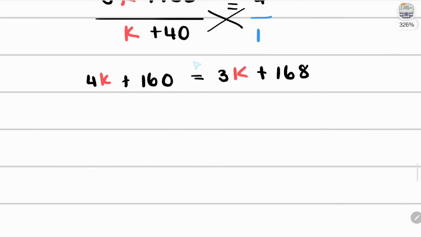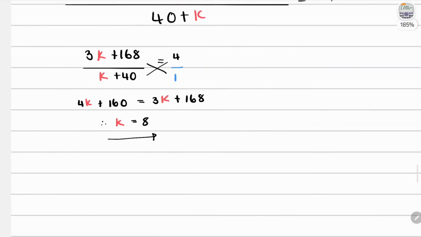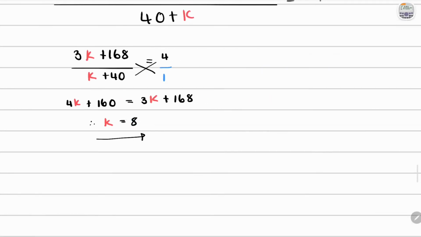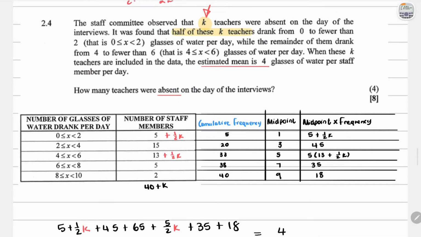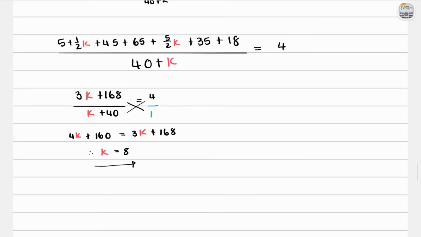Okay, so just take 3k over: 4k minus 3k is simply k. And then take 160 over: 168 minus 160 is 8. And that is the value of k. So it means that 8 teachers were absent on that interview day. Okay, so that is our answer, and that is it for question 2.